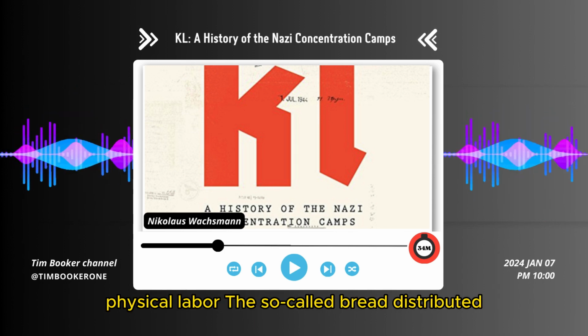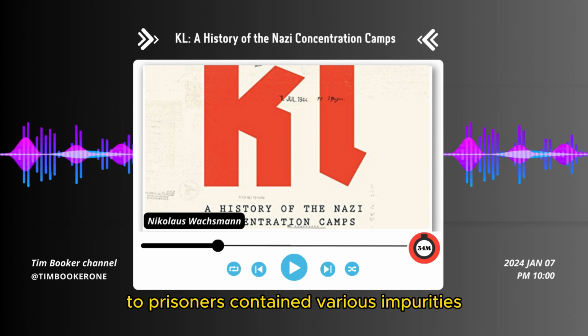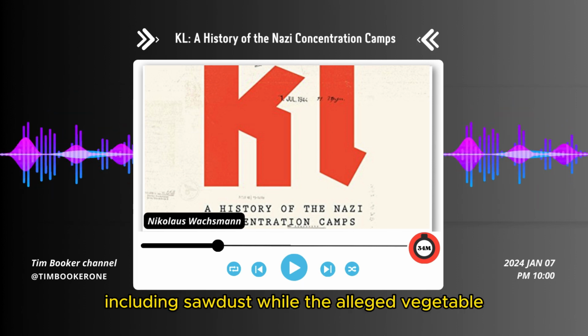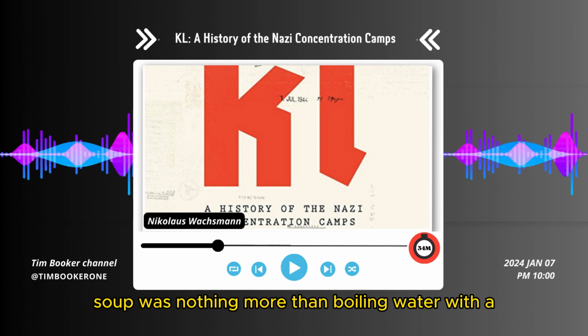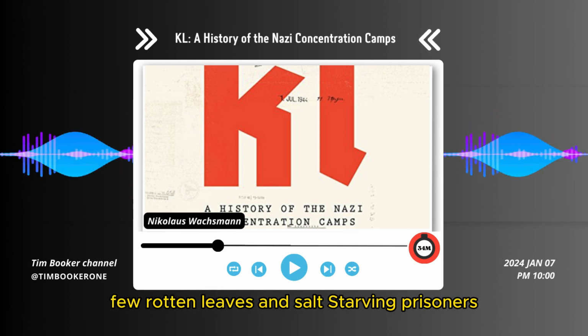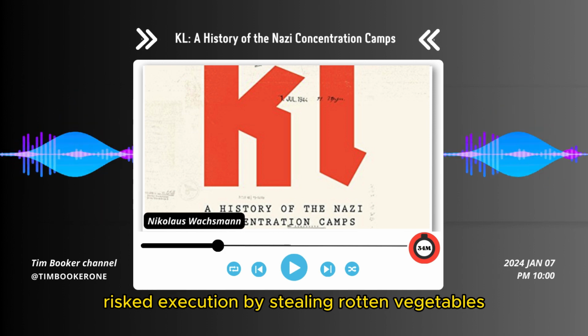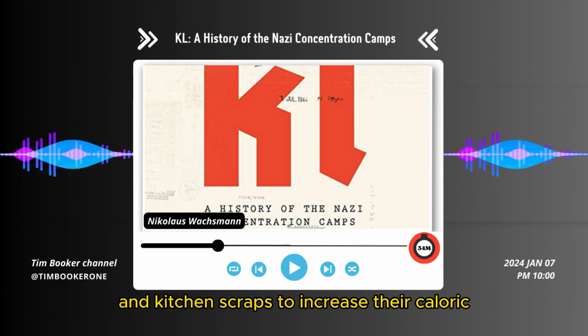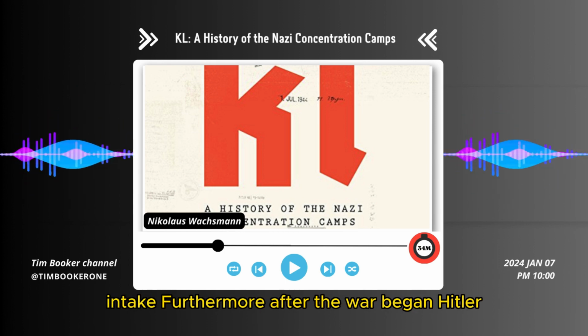The so-called bread distributed to prisoners contained various impurities, including sawdust, while the alleged vegetable soup was nothing more than boiling water with a few rotten leaves and salt. Starving prisoners risked execution by stealing rotten vegetables and kitchen scraps to increase their caloric intake.